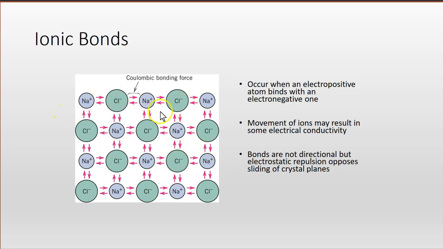and it tends to result in a very stiff crystal structure, because although the bonds are not directional, in order to slide one plane of atoms across another will mean forcing 2 equally charged ions to be close to each other. So this explains why ionic materials tend to be hard and brittle.